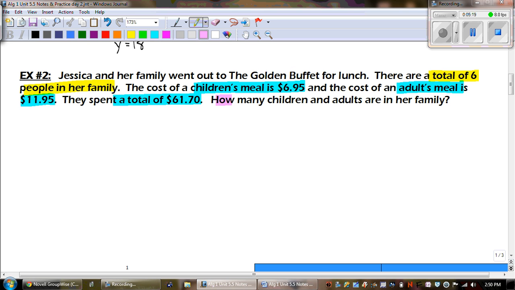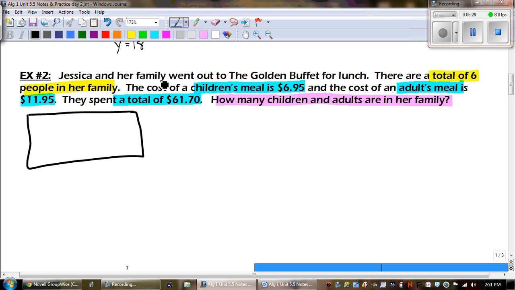Now here's our question. How many children and adults are in her family? So that took a while to get to the two things that they're trying to talk about. But we want to know how many children and adults.